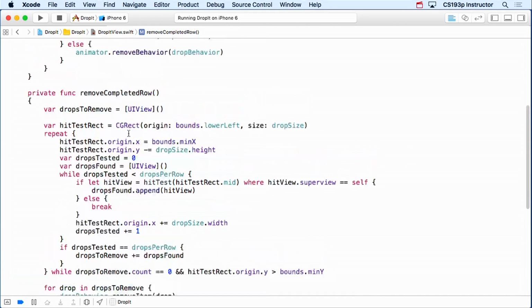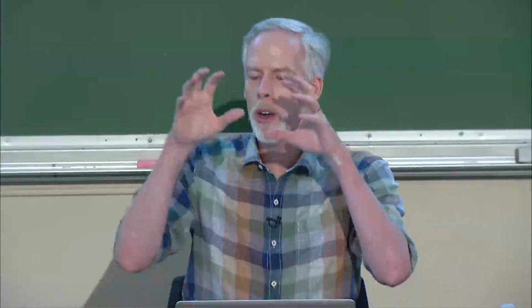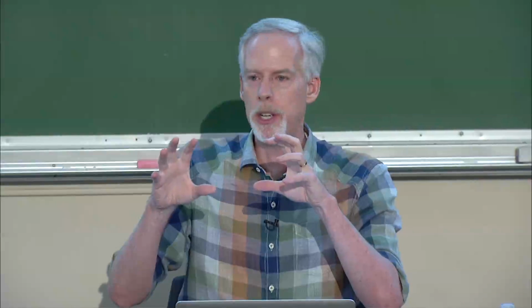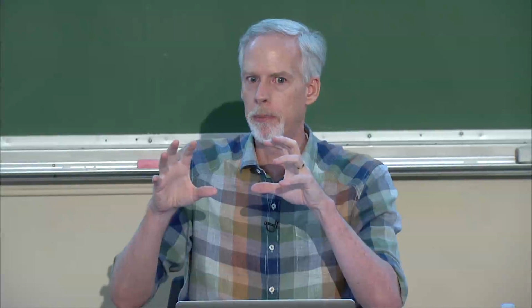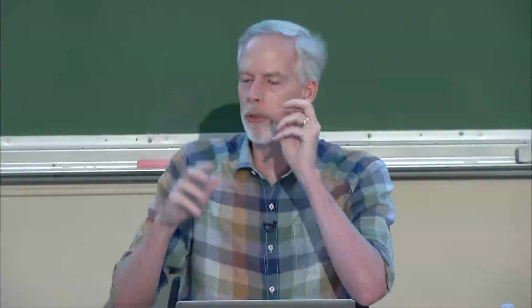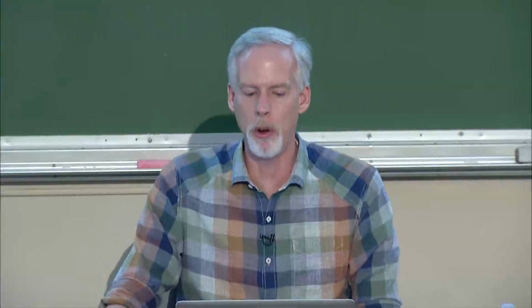Okay, now the question is, when do we call remove completed row? Do we just kind of call it randomly with an NSTimer or something? No, we're going to call remove completed row when all the bouncing stops. When our dynamic animation engine pauses, then we're going to try and remove a row. Because we can't really be removing rows while things are still bouncing. So when things settle down, then we'll try and remove a completed row if we can.